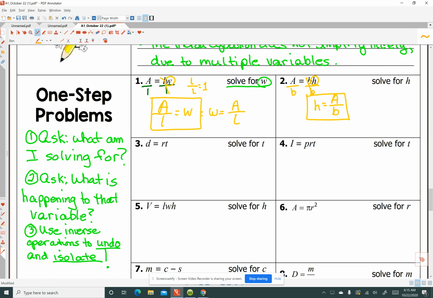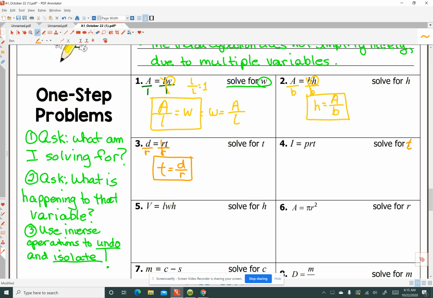Here we're asked to solve for T. What's happening to T? It's being multiplied by R. So I will divide by R. Whatever I do to one side of an equation, I'll do to the other. T equals D divided by R. You see, we really don't even have to add and subtract and multiply and divide with some of these. We're just manipulating the letters to isolate a given variable that we're asked to solve for.